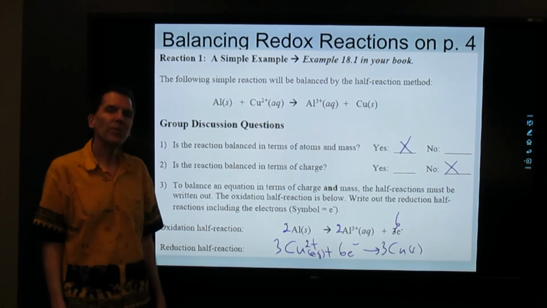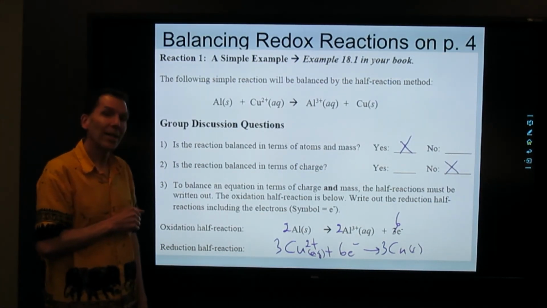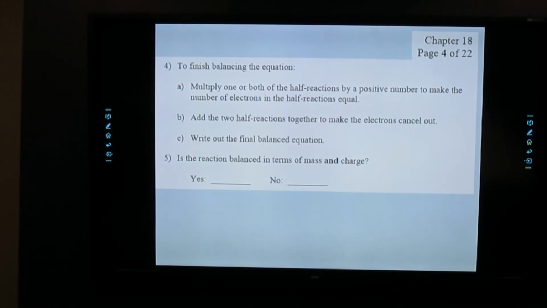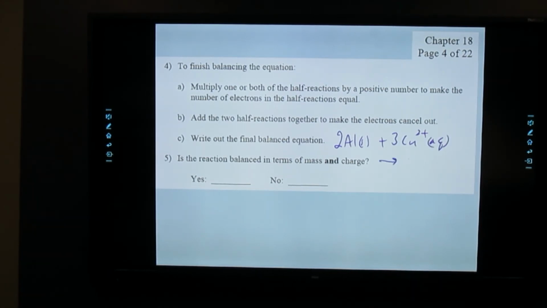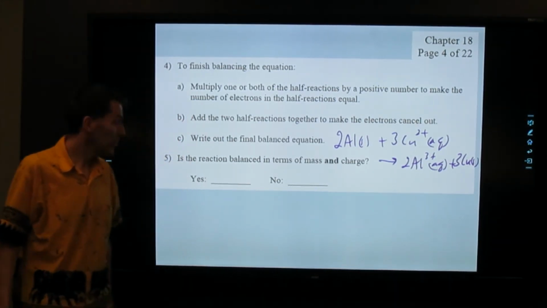And now when I add these together, the 6 electrons on the right side and the left side will cancel out, and I'll have a balanced equation. And so the balanced equation for this one will end up looking like 2 aluminums plus 3 coppers. So there's the balanced equation. Hopefully you can read that nicely on the screen.